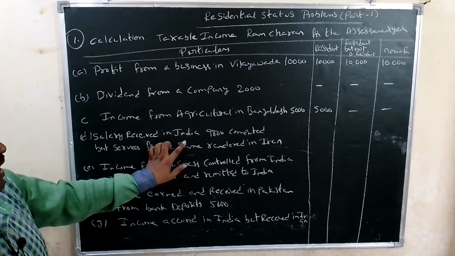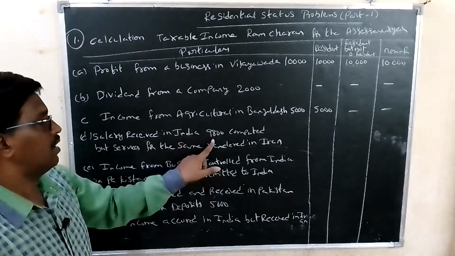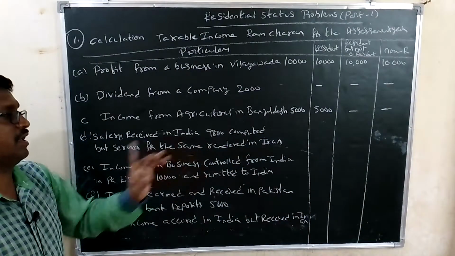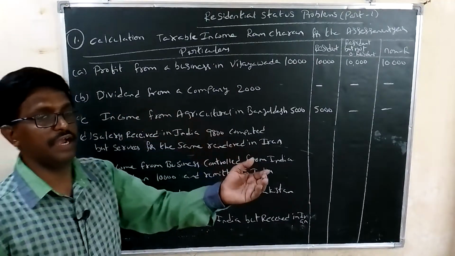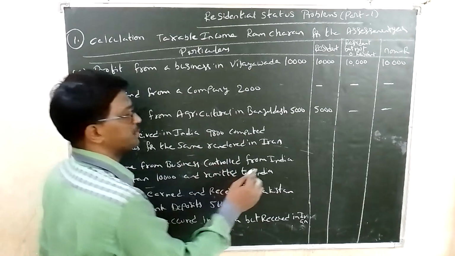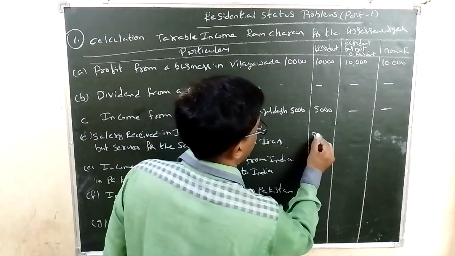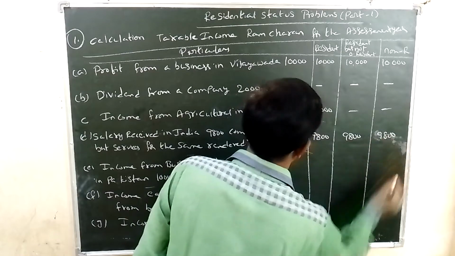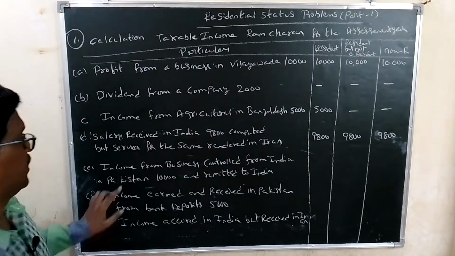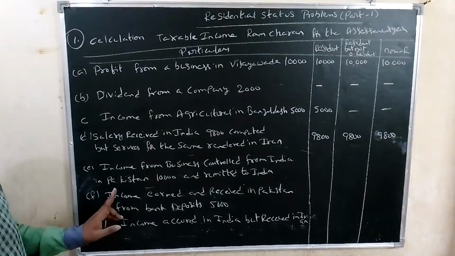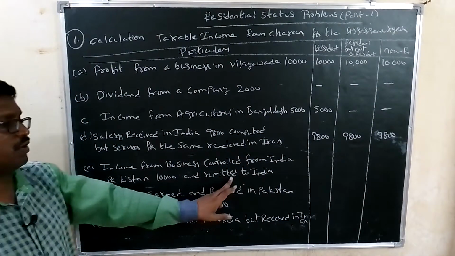Salary received in India, 9,800, but the service rendered in Iran. So earned outside India and received within India, it means taxable under three categories: 9,800, 9,800, 9,800.